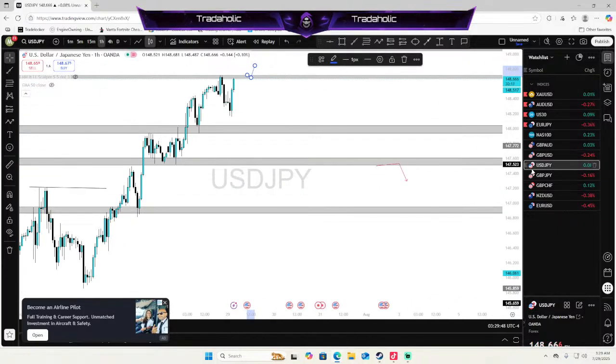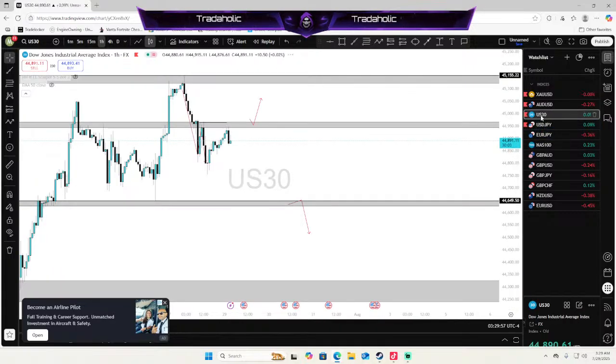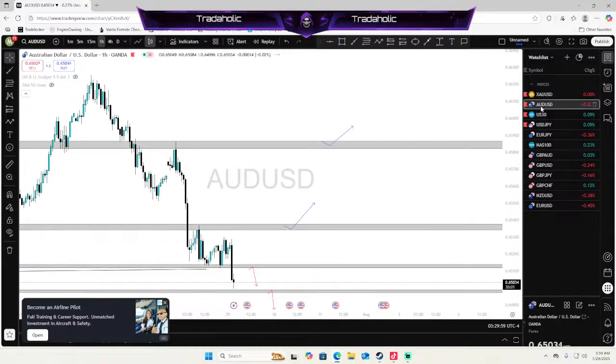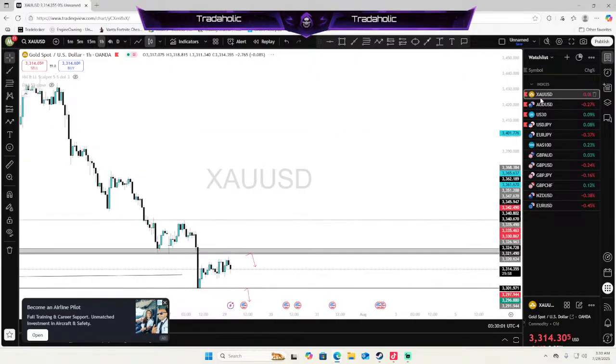I like this. We'll have to rearrange my watch list because I like this. I like UJ better than I like EJ. So we're gonna take EJ off. Use UJ for today. US30 looks cool. AUD USD looks cool. And gold looks cool.